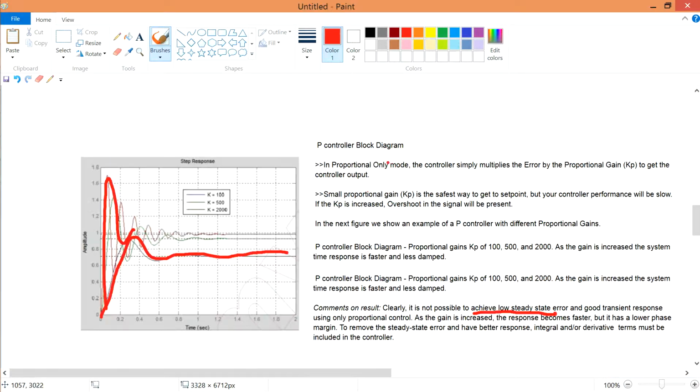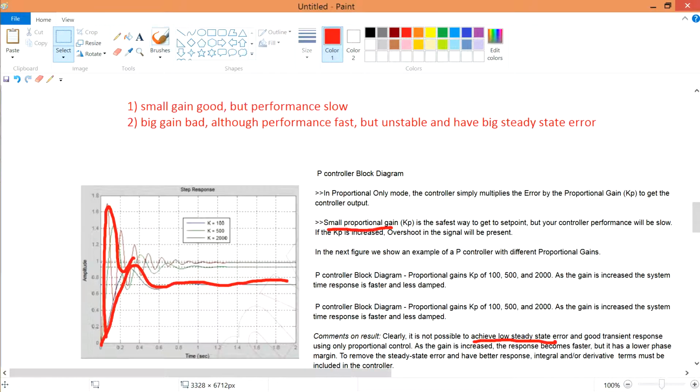And therefore for a proportional controller, you can only allow small proportional gain in order to achieve low steady state error. If you were to go high, then you're going to go haywire. So I shall just take down: for small gain, you have a slow performance, but if it's a big gain, it's bad because the performance is fast, you're unstable, and therefore a big steady state error.